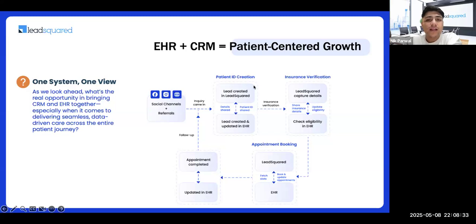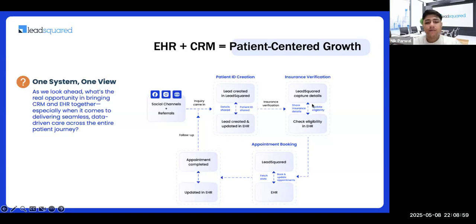So the lead gets created in the LeadSquared system. It then transfers over after you've captured certain details, you've validated certain information. You have complete freedom to decide at what stage you want to push that into the EHR based on your own process. So we can send it to the EHR, and we can obviously map the patient ID that gets created in the EHR. We move it forward through the insurance verification process.